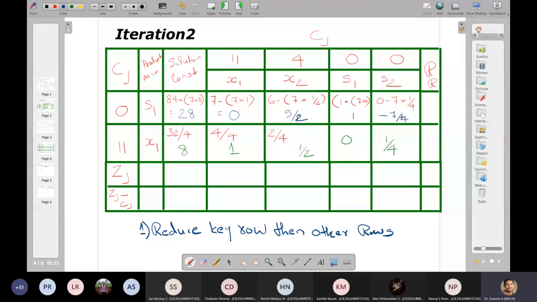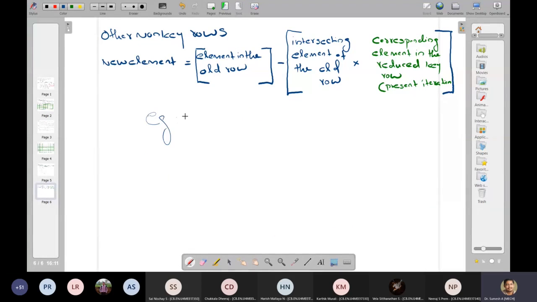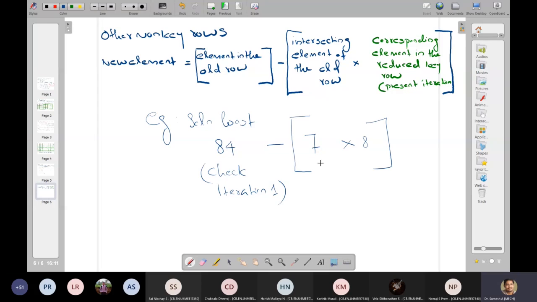So I have solved everything over the example. Under solution constant, the element in the old row is 84. So I am writing here, check iteration 1, 84 minus 7 into 8.